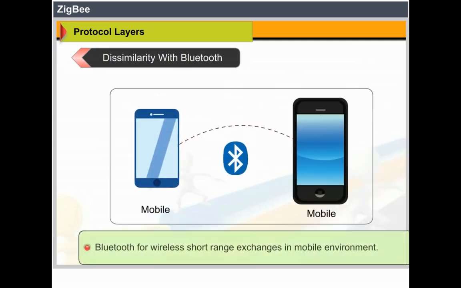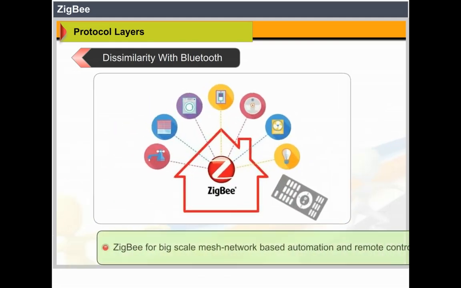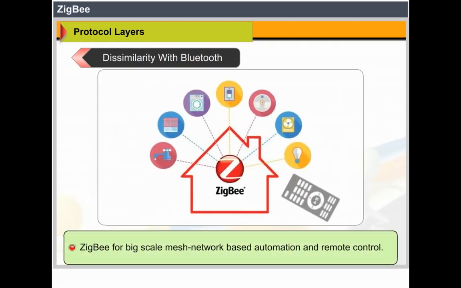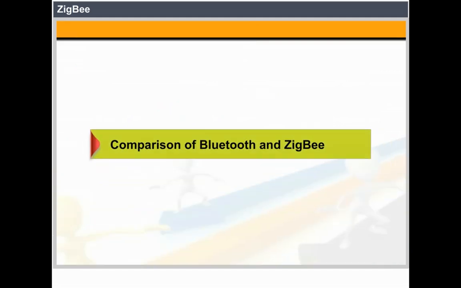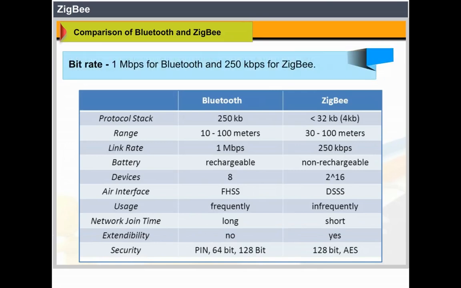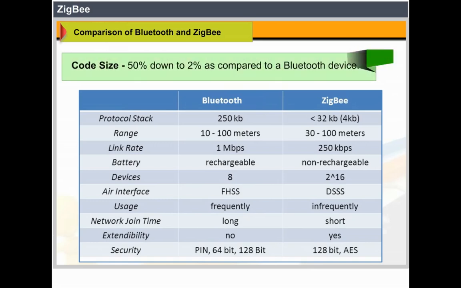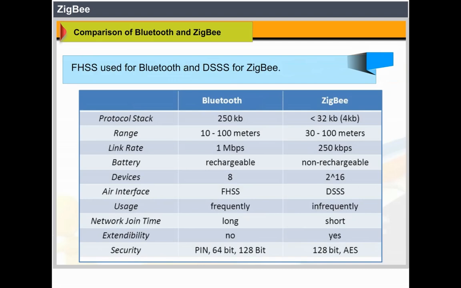Dissimilarity with Bluetooth. Bluetooth for wireless short-range exchanges in mobile environment. ZigBee for big-scale mesh network-based automation and remote control. Comparison of Bluetooth and ZigBee. Network connection latency: 3 s for Bluetooth and 20 ms for ZigBee. Bitrate: 1 Mbps for Bluetooth and 250 kbps for ZigBee. Protocol stack: 250 kB for Bluetooth and 28 kB for ZigBee. Code size: 50% down to 2% as compared to a Bluetooth device. FHSS used for Bluetooth and DSSS for ZigBee.